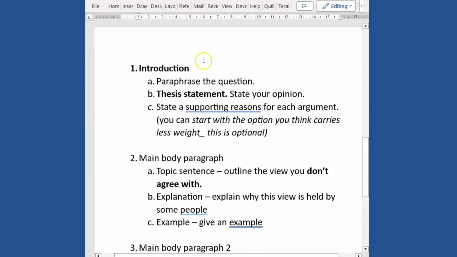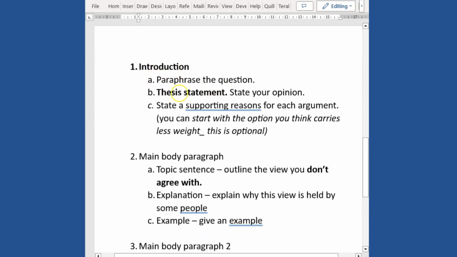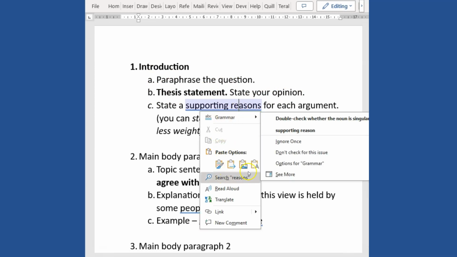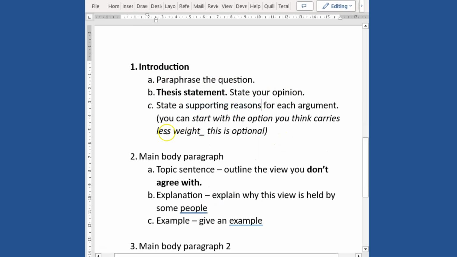In the introduction, you paraphrase your question, then you state your opinion, so you state where you stand. Then in the third sentence, you state a supporting reason for the argument. You state a supporting reason for each of the arguments.